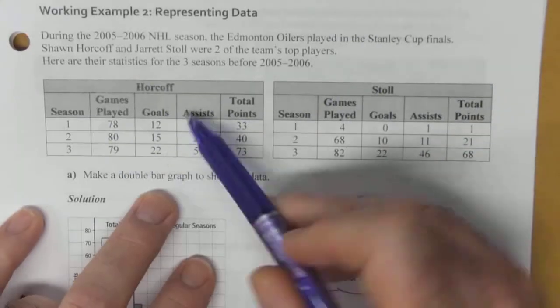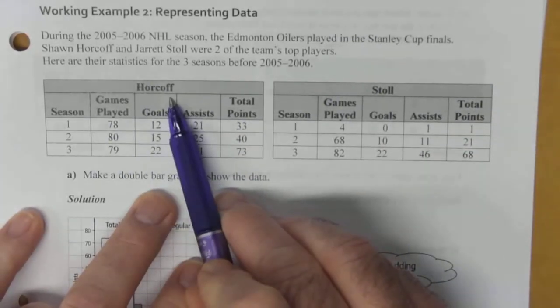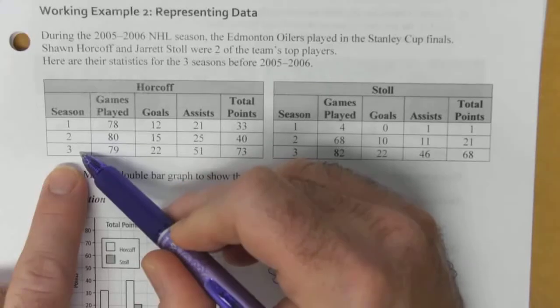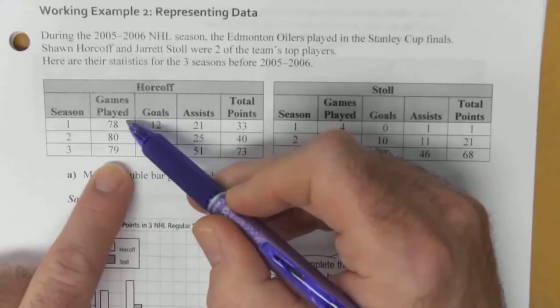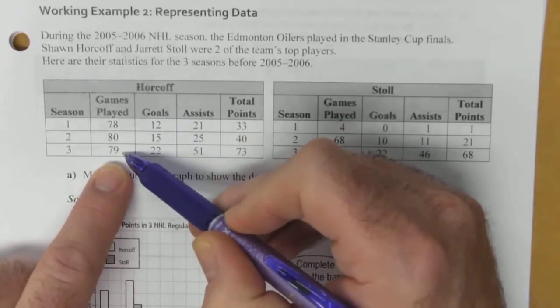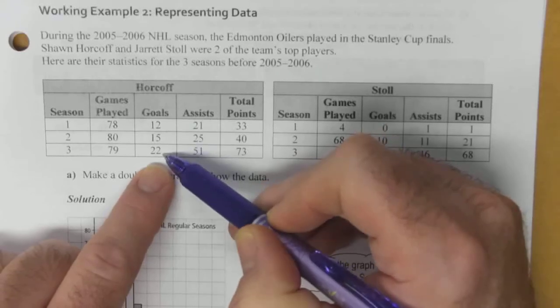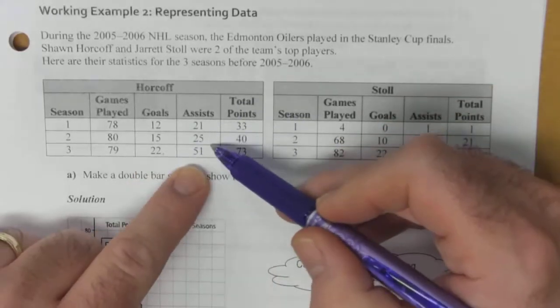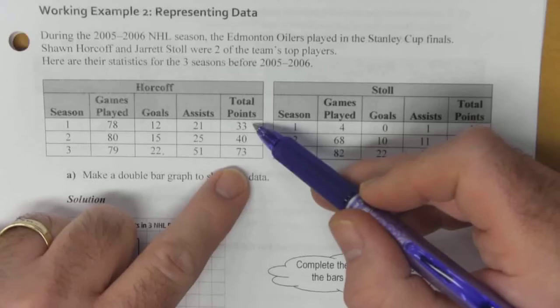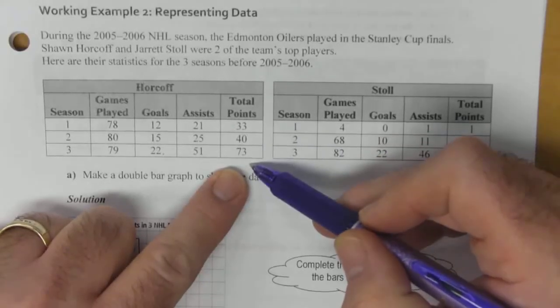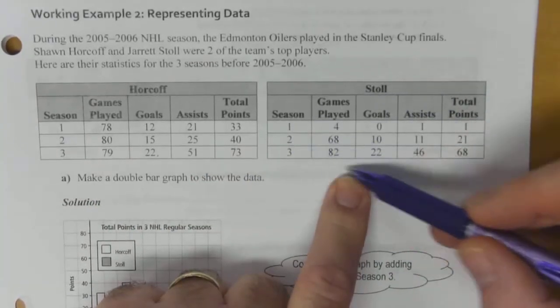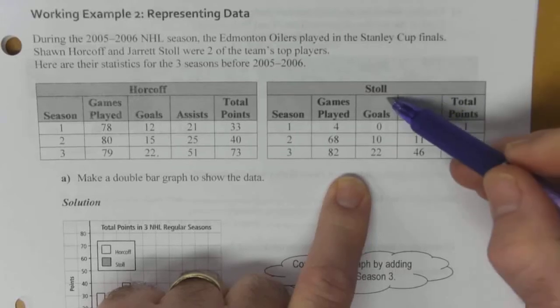So we've got a chart here showing Shawn Horcoff's points over the 3 seasons. It's season 1, 2, and 3. It shows the number of games played in each season, the number of goals scored in each season, the number of assists that he earned in that season, and then the total number of points in that season. This chart shows you the exact same data, but it's for Jarret Stoll instead.